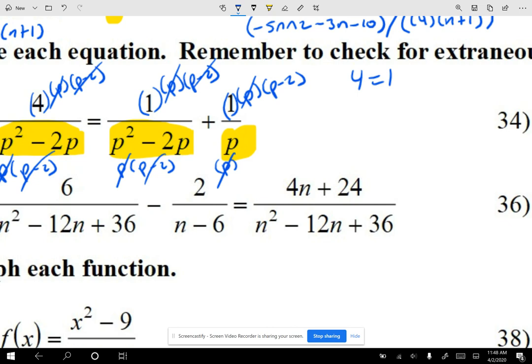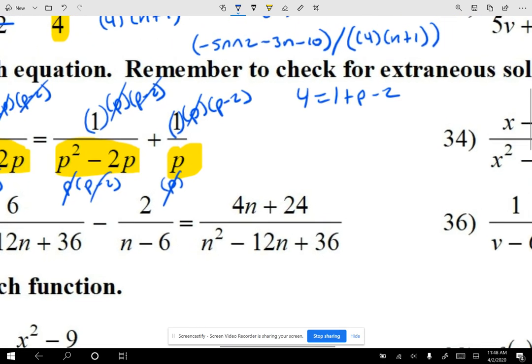Now let me distribute the 1. So I get plus p minus 2. So notice, I'm just working on this right now. Notice I don't have fractions. Let me simplify the right side. So the left side is 4. The right side is p minus 1. Now the minus 1, let me move it over as a plus 1. So I get that p is equal to 5.